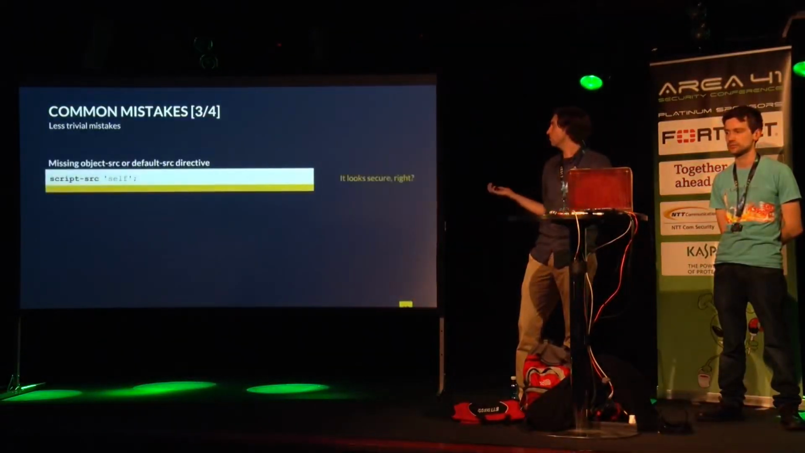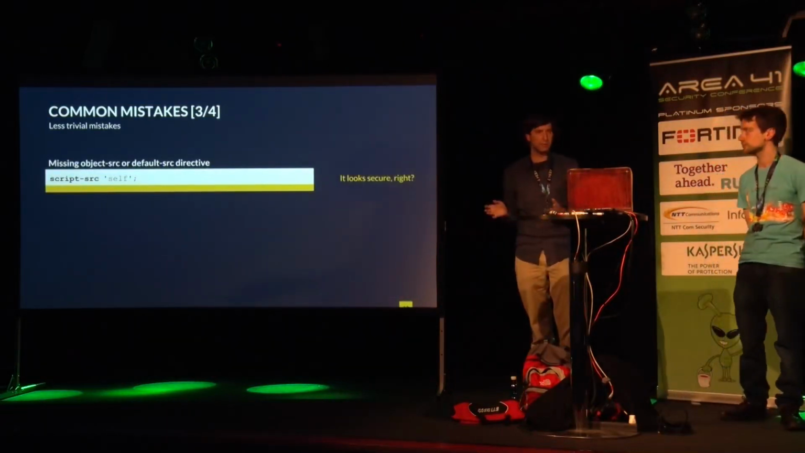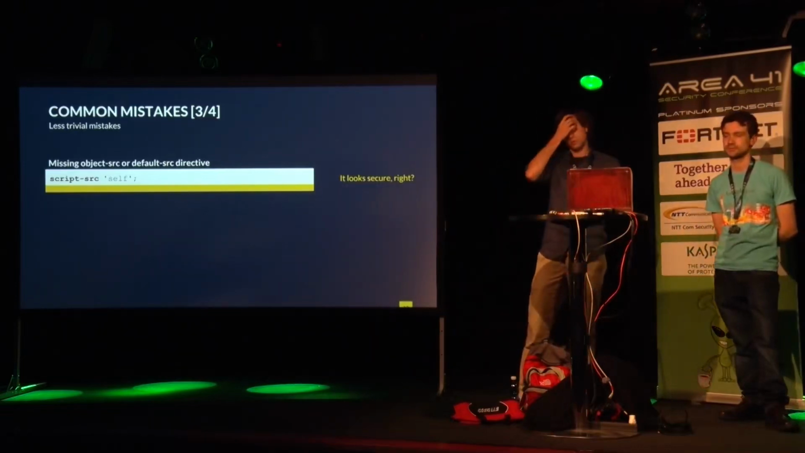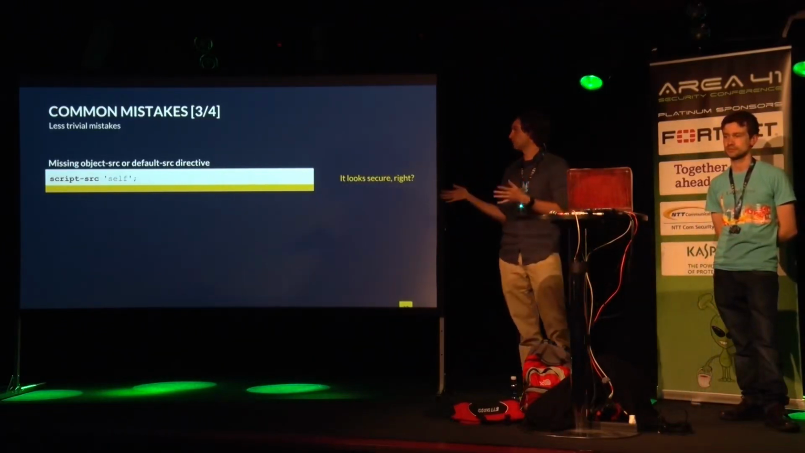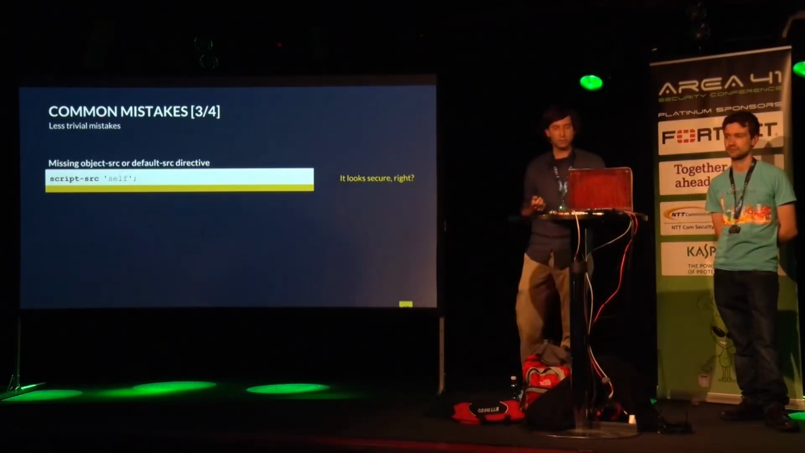So this was very trivial so far, right? Now it's getting a little bit more interesting. A lot of people make mistakes when coming up with a policy. For example, this policy is insecure because they somehow restrict the script source to self, which can be okay, but they forgot to add the object source directive.